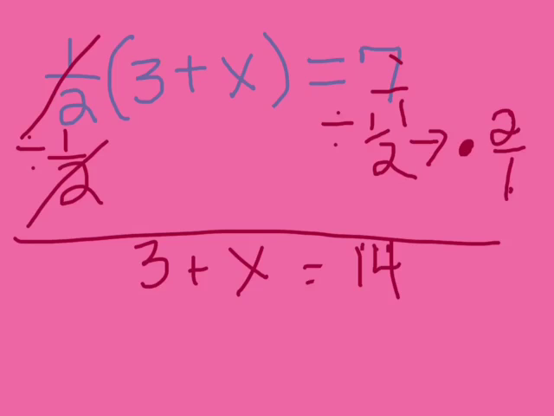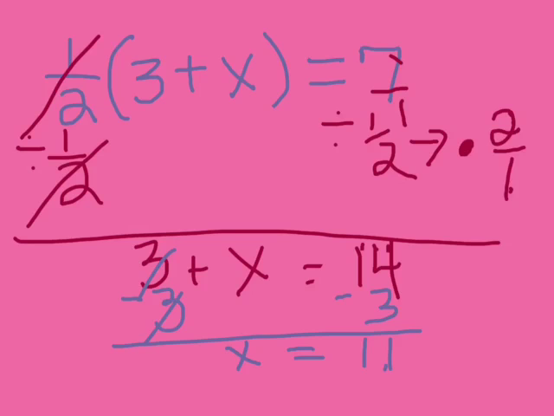What's with it? Plus 3. How am I going to undo that plus 3? I'm going to subtract 3. Again, what I do to one side, I must do to the other. So I'm going to subtract 3 from both sides. And now I can see that the solution is x equals 11, because 14 minus 3 is 11. Substitute it back in. Let's make sure this all works out.